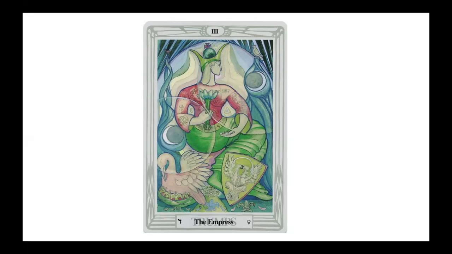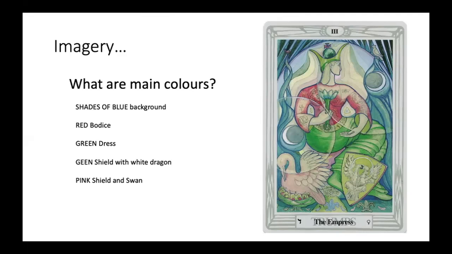Okay, so what are we looking at here? What are the main colors? Well, there are shades of blue in the background. She's looking backwards and possibly into an opening that is supported by the light of a crown. She's wearing a red bodice that's got flowers on, a green dress. She has a green shield with a white dragon on it, or if that's what you want to call it. And she has a pink shield and a swan.